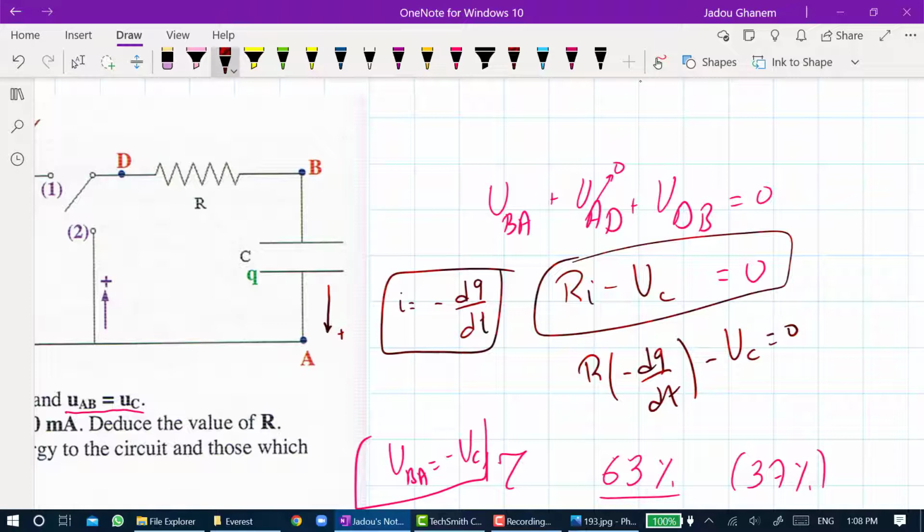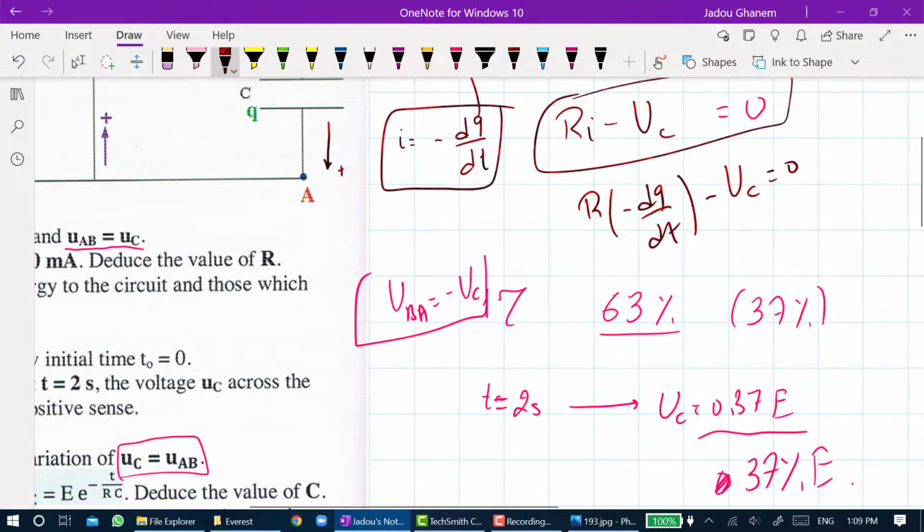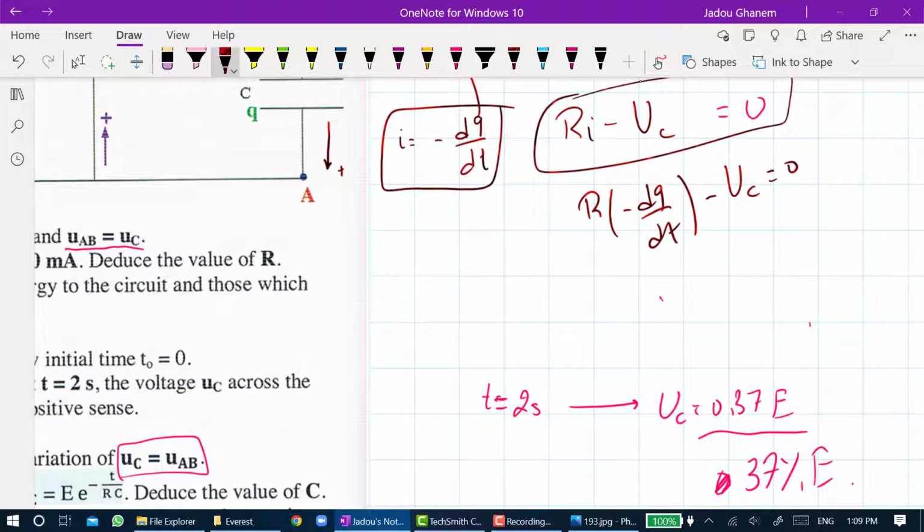If we multiply all the equation by a minus sign, we can substitute Q by C UC. So the equation will be I equal minus C duC by dt. We know this from before, so we can write it in the last form. I can write R multiplied by minus C duC by dt, minus UC equals 0.